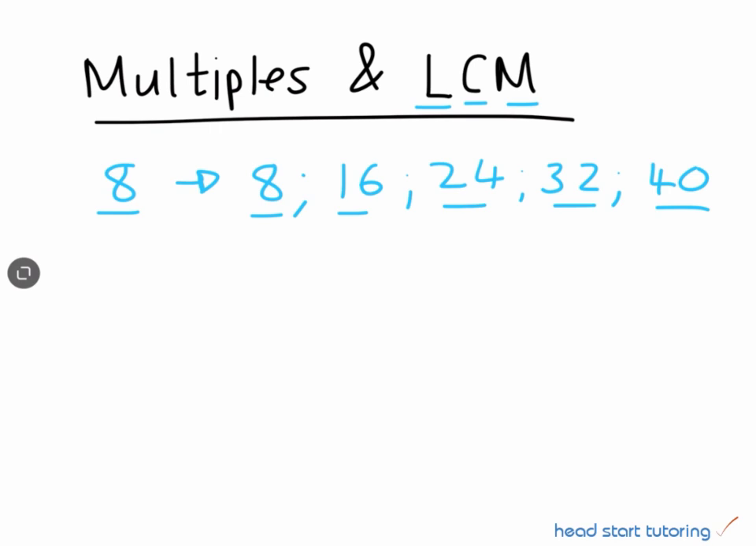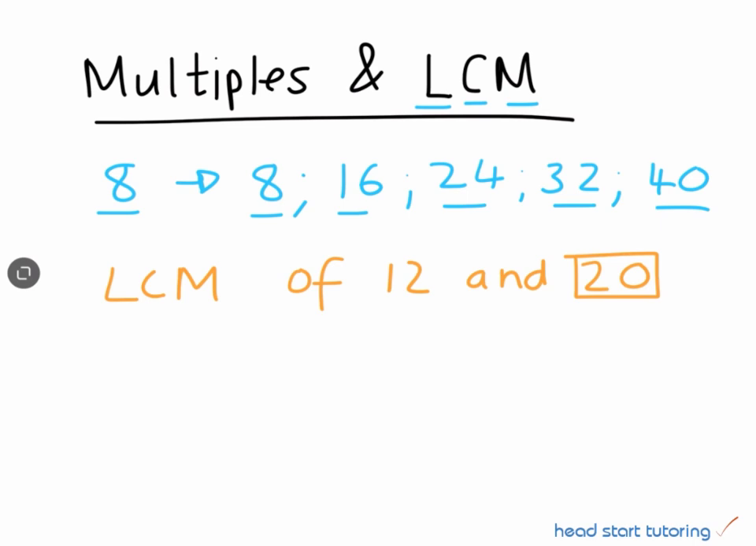If we want to have a look at the LCM, let's use the same example as before, of 12 and 20. We now need to have a look at the bigger number, and we start listing the multiples of 20. 20, we see if 20 is a multiple of 12, does 12 fit into 20 perfectly? No, it doesn't. So we go to our next multiple of 20, which is 40.